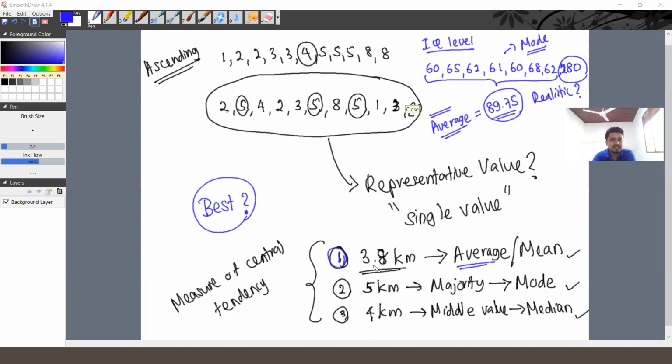Yes. Ashwini is saying that it is 60. What about others?